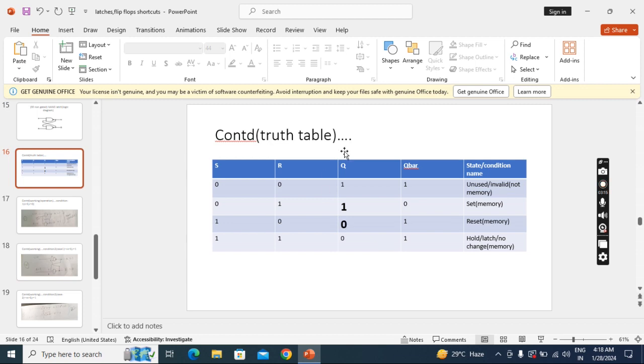Okay, right. But out of four combinations, I told you this one we don't use. These three are memory. But out of these three, these two are the same. That's why you can neglect one and consider this one. So finally, we will consider the set condition and the reset condition. In the set condition, 1 is stored; in the reset condition, 0 is stored. Okay. So now we'll see how we are getting these Q and Q bar values, invalid, set or reset, hold, everything step by step.